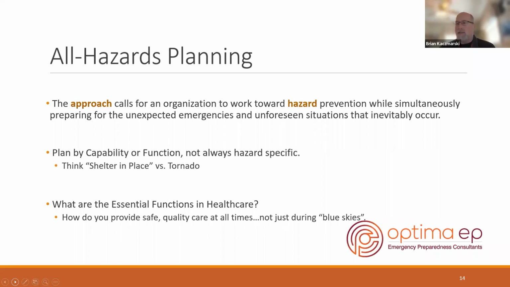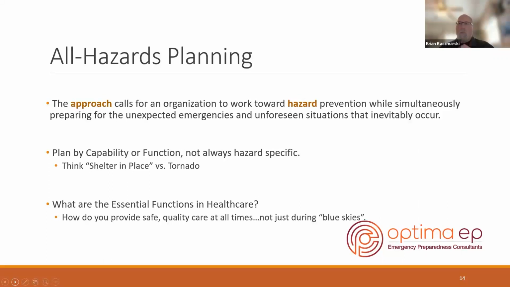All hazards planning is exactly what it says. We cannot predict everything that could happen to our facility. We have no idea if a balloon is going to fly over the top of us, current events and things like that. But the approach calls for an all hazards approach. So the example that we like to use is, don't necessarily plan for a tornado, plan for what you would have to do as a result of that tornado. So we're either going to need to evacuate or we're going to have to shelter in place.